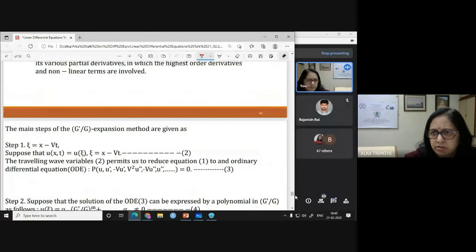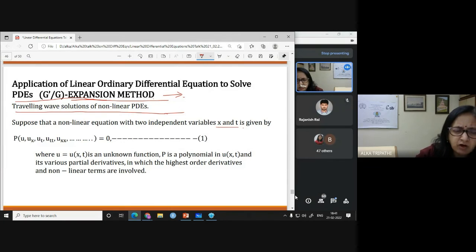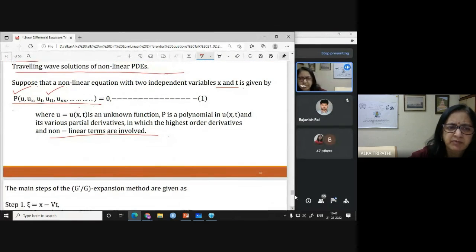Okay, so suppose we have a non-linear equation with two independent variables, because it is a partial differential equation, naturally you will have more than one independent variable. So I have two independent variables x and t, and my equation P is a polynomial in u, x, t. This equation will have partial derivatives, and non-linear terms are also there. Then there are steps for solving these types of equations.